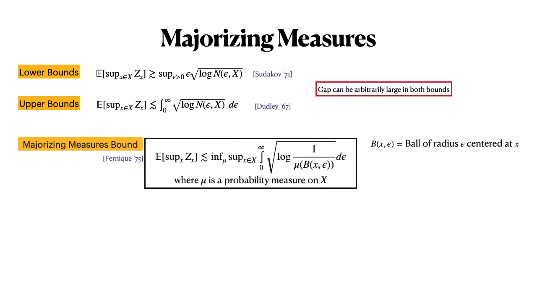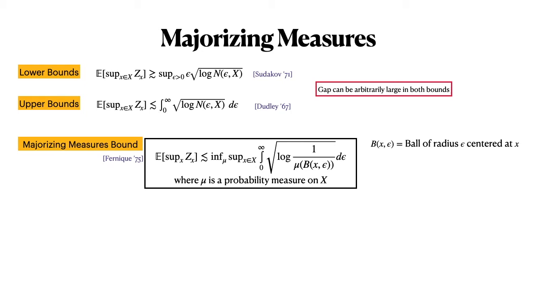Motivated by this, Fernique proved a better upper bound, which is called the majorizing measures bound. He showed that the expected supremum is upper bounded by the infimum over all probability measures mu, of the supremum over all points in the set. Again, there is a similar looking quantity as Dudley's bound, but instead of the integral from 0 to infinity of the square root log of the cardinality of the minimum epsilon net, here there is a root log of 1 over the probability measure of a ball of radius epsilon around x.